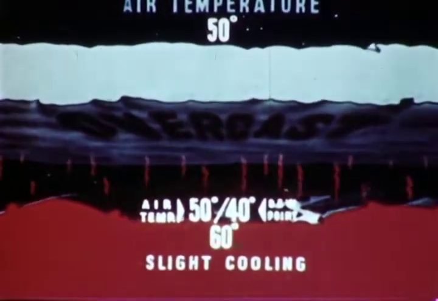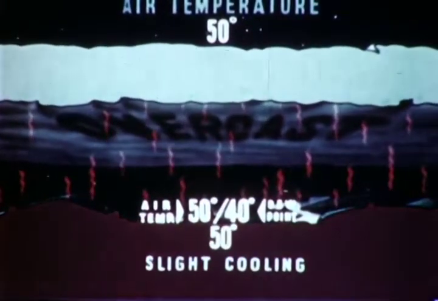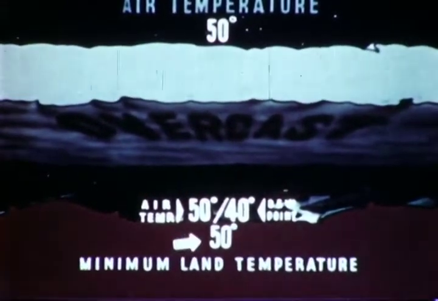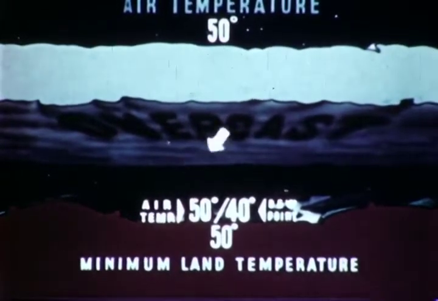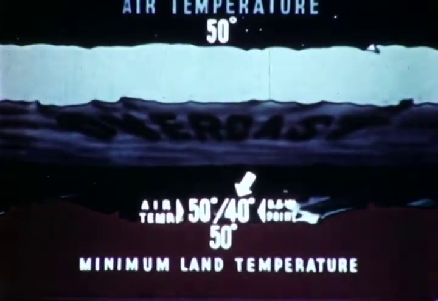But if the sky is cloudy, the clouds prevent most of this heat from escaping and act as a blanket to keep the ground warm. The air temperature will not be lowered sufficiently to equal the dew point. Therefore, on a cloudy night, the formation of ground fog is unlikely.